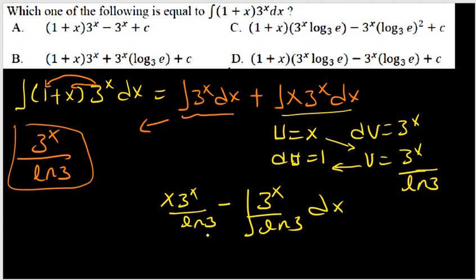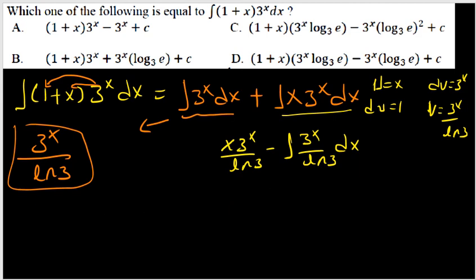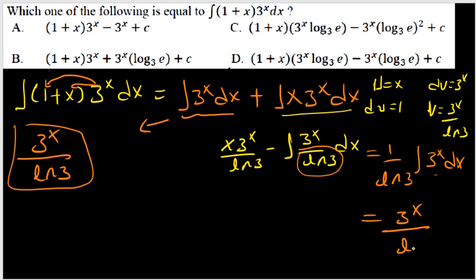Okay, so let's write it properly. Therefore again, here this is a constant denominator part, we can extract it, so it will be 1 over ln 3 the integral 3 to the power of x dx remaining, only this part. So again, this integral will be 3 to the power of x over ln 3, so it will be 3 to the power of x over ln 3 squared. So now everything is integrated.